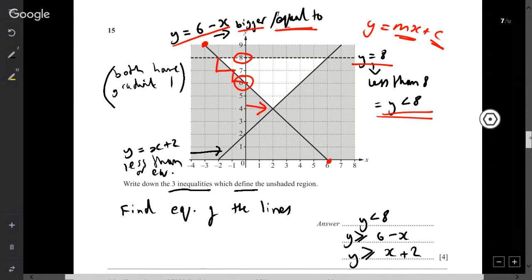Finally, this line here, same again. The y-intercept is 2, and we can see that the line is going in this direction, so it's going to be a positive gradient. Again it's across one, up one, across one, up one, gradient is 1, so this is y equals x plus 2. Because the unshaded region is on the left of this line, it must mean that it is less than or equal to x plus 2. So that's our final one. y is less than or equal to x plus 2.